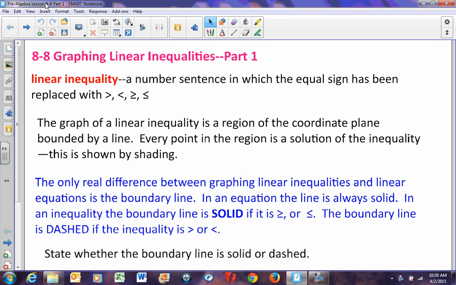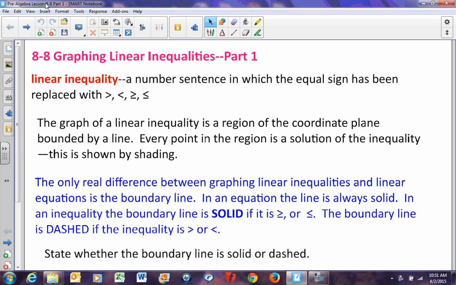This is Pre-Algebra Lesson 8-8, Graphing Linear Inequalities, Part 1. A linear inequality is a number sentence in which the equal sign has been replaced with a greater than, less than, greater than or equal to, or less than or equal to symbol.